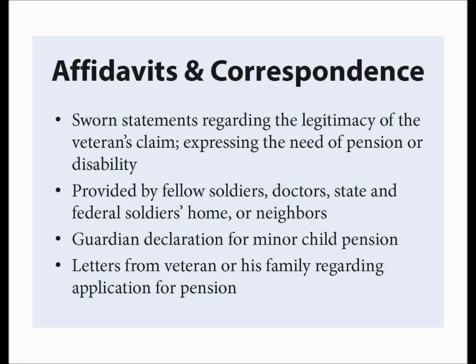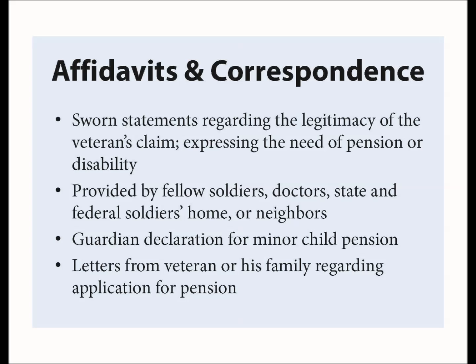Affidavits and correspondence also populate a pension file. These include the sworn statements regarding the legitimacy of the veteran's claim. You may also find in it doctors, federal soldiers' homes, neighbors, politicians, anybody writing to prove that the ancestor's claim is a valid one. There are also guardian declarations for minor children and court documents relating to cost involved in the care of a particular child. There's also letters from the veteran or his family regarding his application.